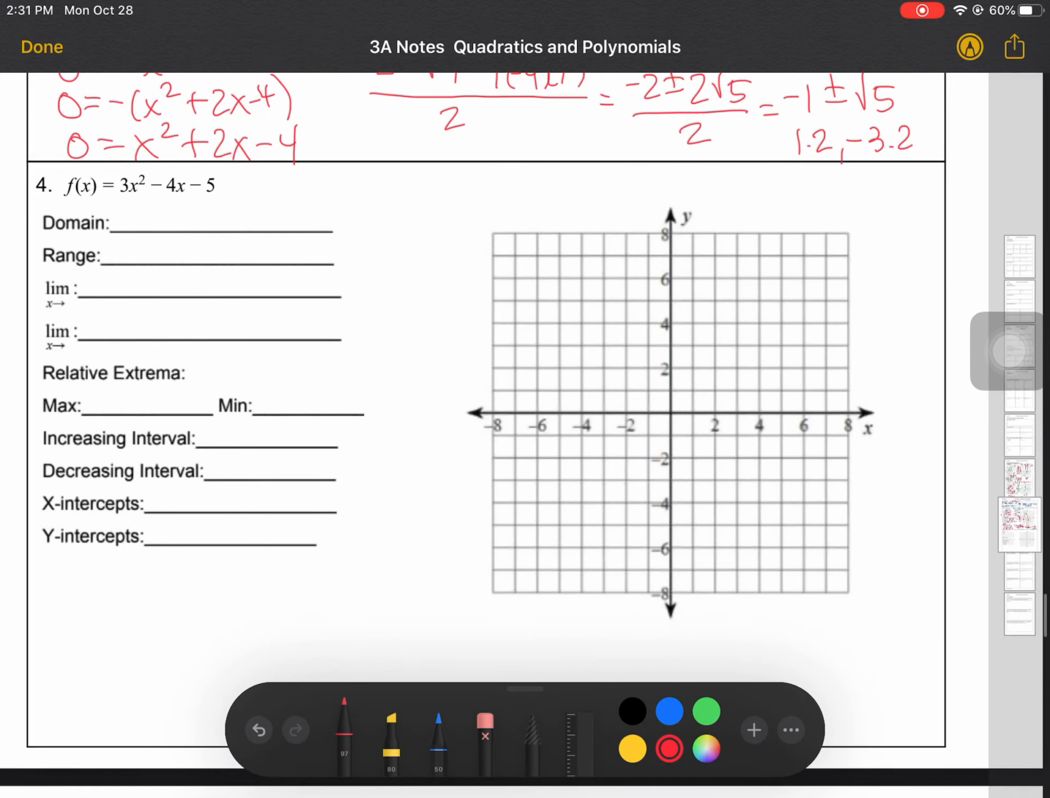Go ahead and give this one a try. And then again, make sure once you're done, unpause it and I will walk you through it.